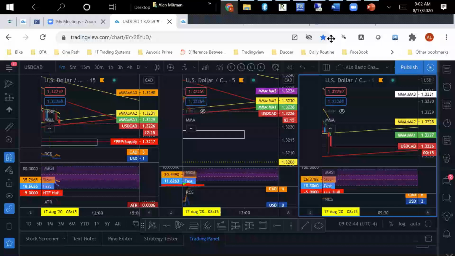And we're in. 7 pip target, 7 pip stop. There's our stop way up here. We don't necessarily have to let it go that far. And our take profit came right down into where we had our little box drawn. So we'll see if we can get there. Now we're in the trade.